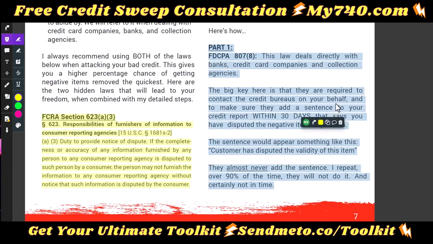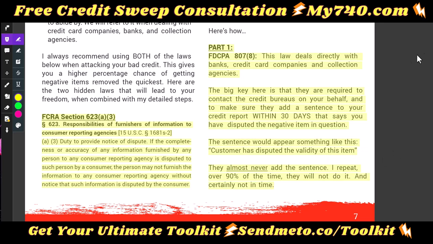All right. So part number 1, FDCPA 807.8. Now, this deals directly with the bank, credit card companies, and the collection agencies. And the big key here is that they're required to contact the credit bureaus on your behalf to make sure that they add a sentence within 30 days. 30 days that says you have disputed the negative item in question. And it should just basically say consumer has disputed the validity of this item.